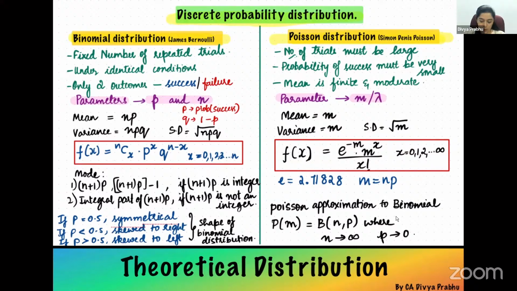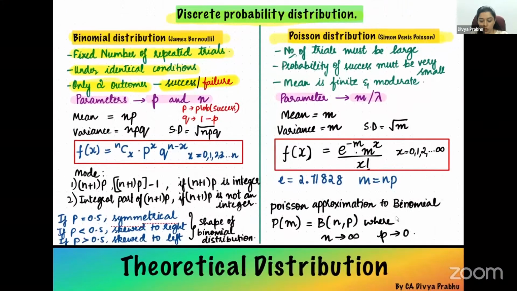Now, first let's come to binomial distribution. Under binomial distribution, the number of trials will be fixed. Fixed number of repeated trials. The trials will be done under identical conditions. So these are the basic assumptions under binomial distribution. And only two outcomes will be there in every trial, that is either success or failure. These are the conditions on which binomial distribution is formed: a fixed number of repeated trials, trials are done under identical conditions, and every trial will have only two outcomes, which is success or failure.